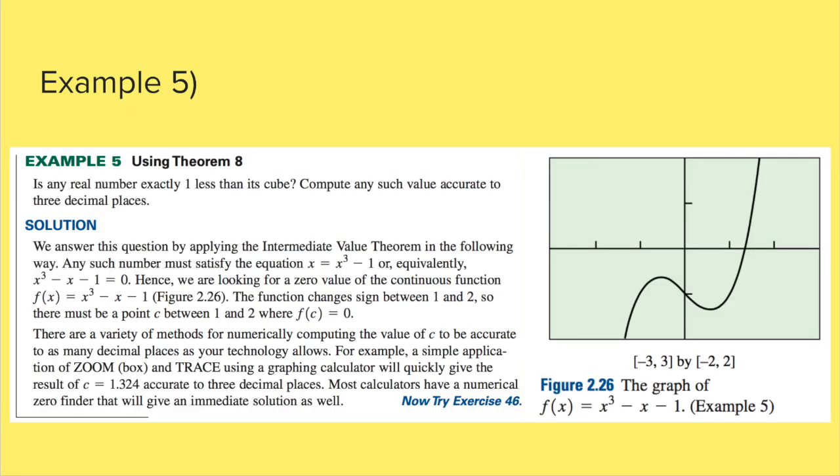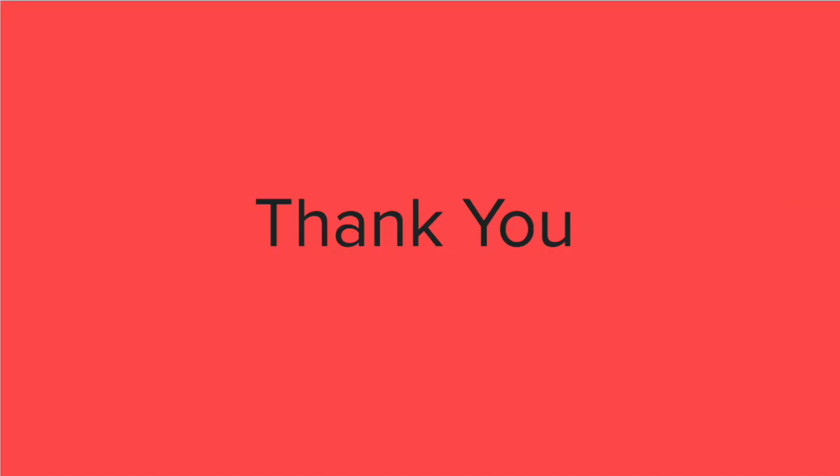The intermediate value theorem tells us that there must be a point C between 1 and 2 where f of c equals 0. We know this because the value at 1 is less than 0, and the value at 2 is greater than 0. Most calculators, such as the TI-84 Plus, have the zoom and trace applications, which allow you to find the C value accurate to 3 decimal places.